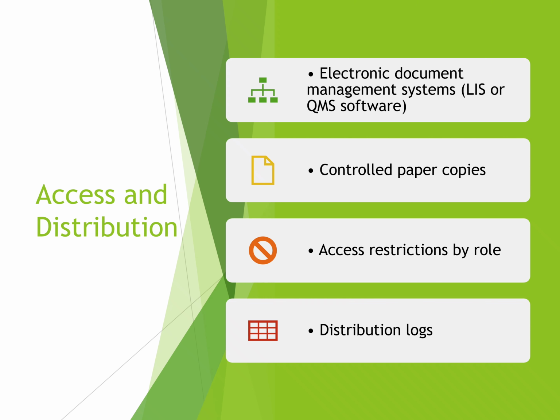Access and distribution. Access to controlled documents can be electronic or paper-based. Electronic systems automatically track versions and access, while paper systems require careful control of printed copies and distribution logs.